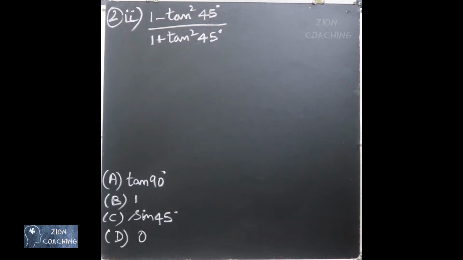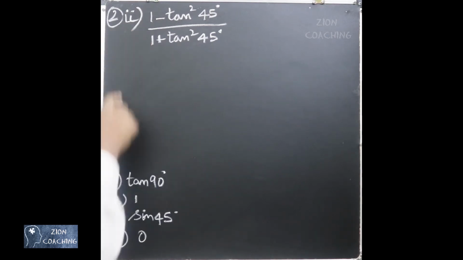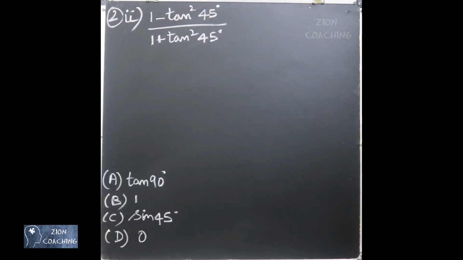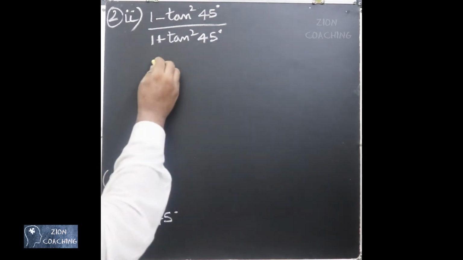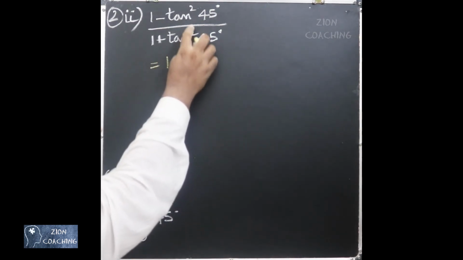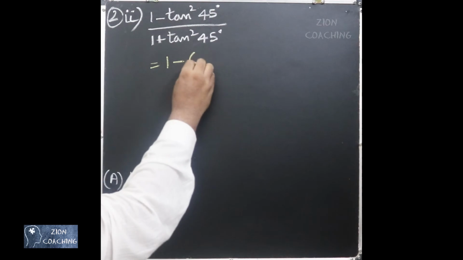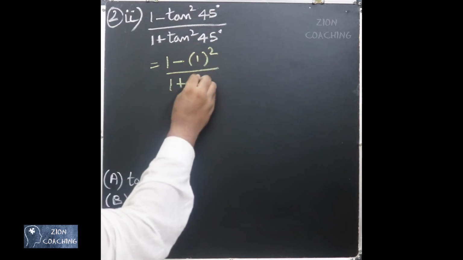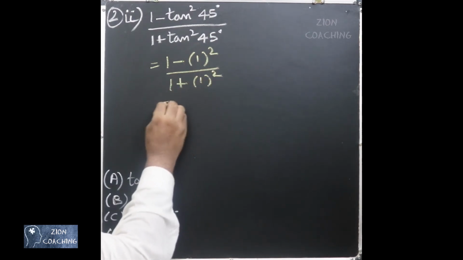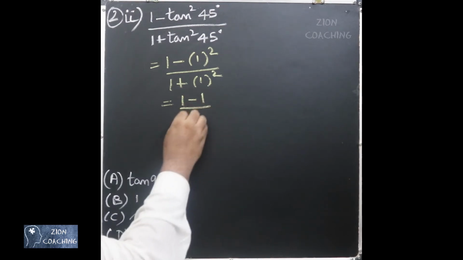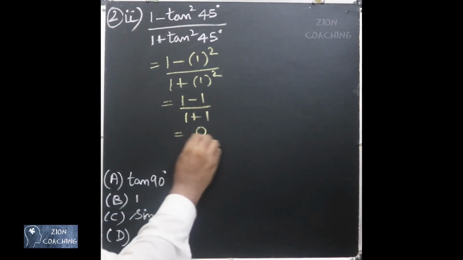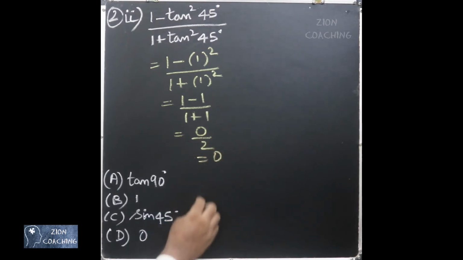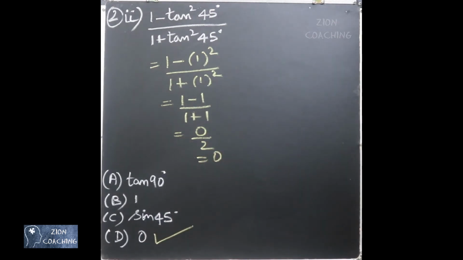Question number 2, subdivision 2. They have given 1 minus tan squared 45 degree by 1 plus tan squared 45 degree. Solving this, we are going to find which of these 4 choices is the correct answer. Substituting the values, tan 45 degree is 1, so we will have 1 minus 1 squared by 1 plus 1 squared. That is 1 minus 1 by 1 plus 1, which is nothing but 0 divided by 2, that is equal to 0. So option D is the correct answer.